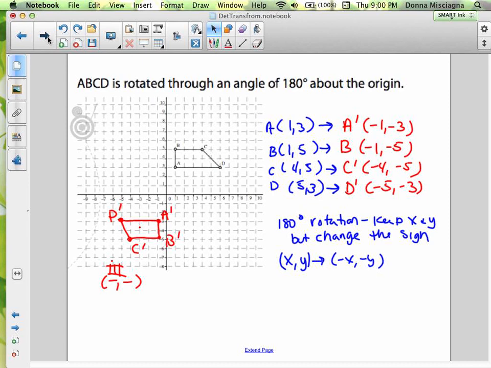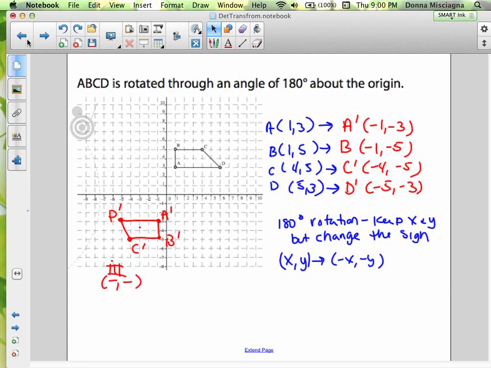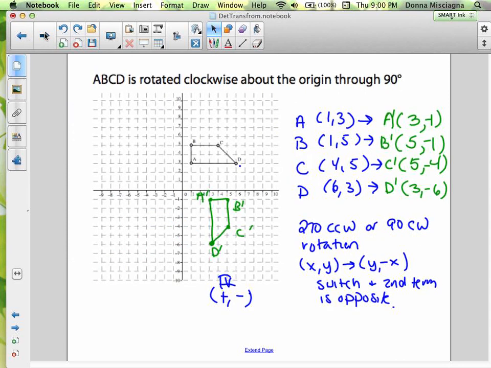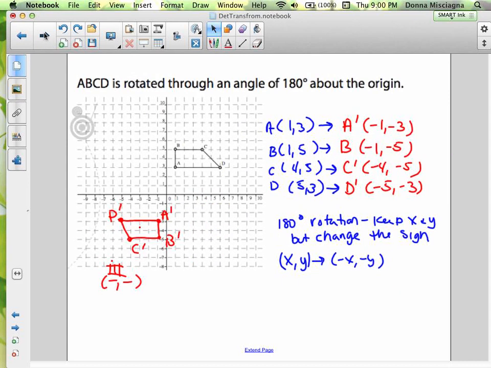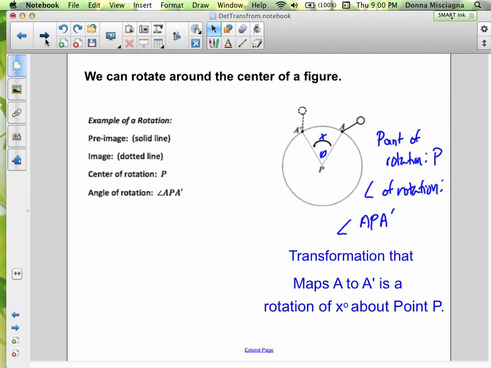I bet there's a 270-degree rotation on its way. No, I didn't do the 270. I just did the 90 and the 180. But quite honestly, the 270 looks just like the 90 going the other direction, right? This whiteboard practice will be moved to a classwork coming to you shortly.